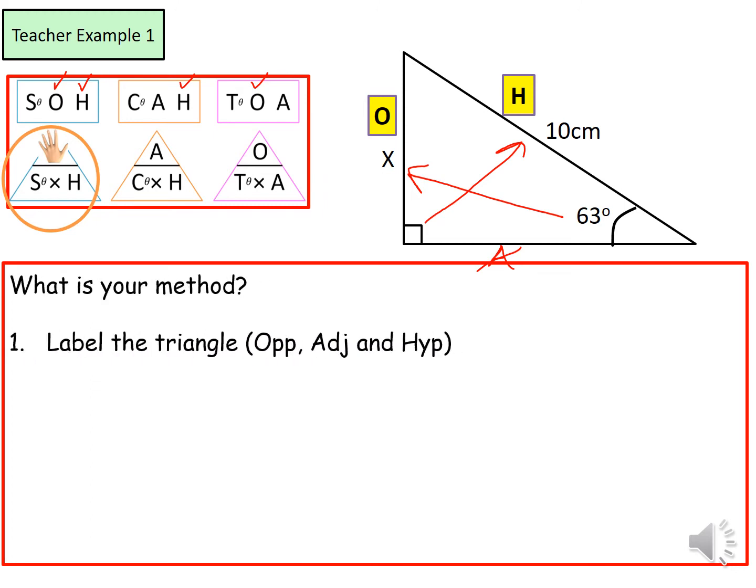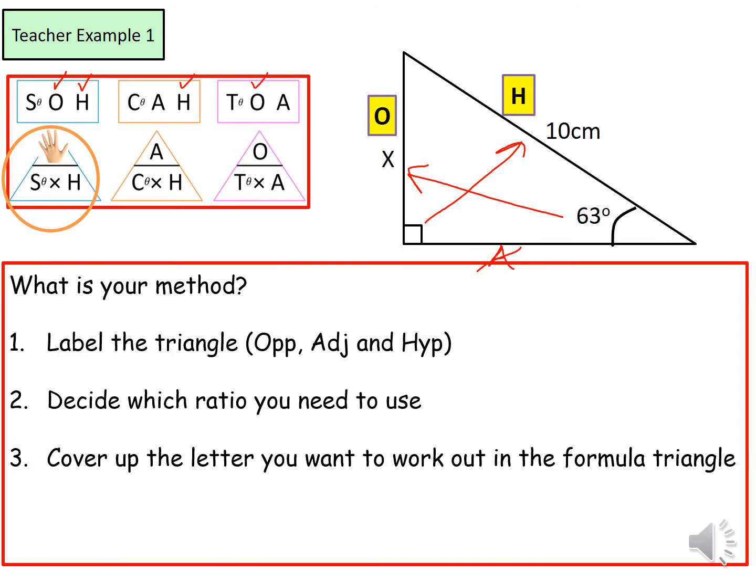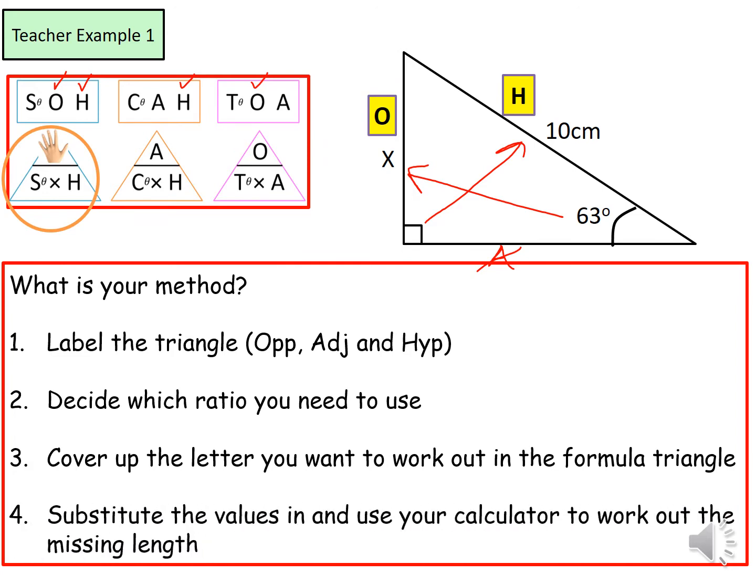Number one, label the triangle: opposite, adjacent, hypotenuse. Number two, decide which ratio you need to use. Number three, cover up the letter you want to work out in the formula triangle. And number four, substitute the values in and use your calculator to work out the missing length.